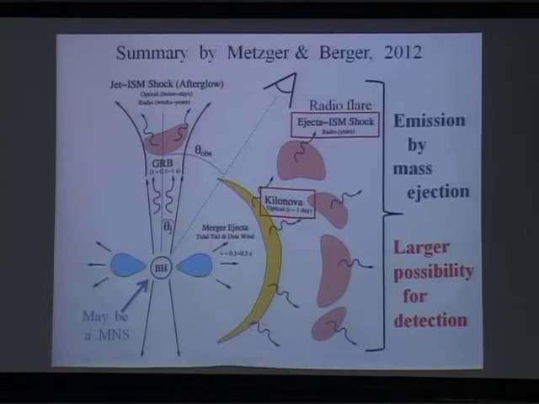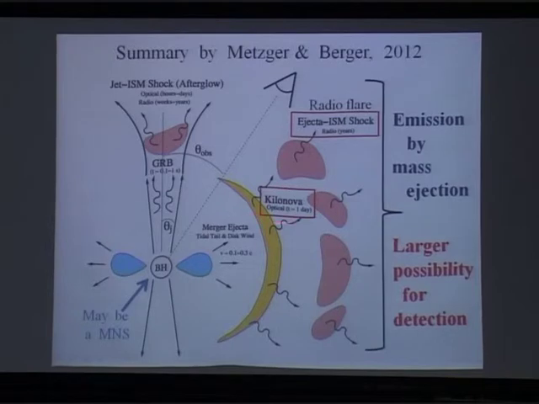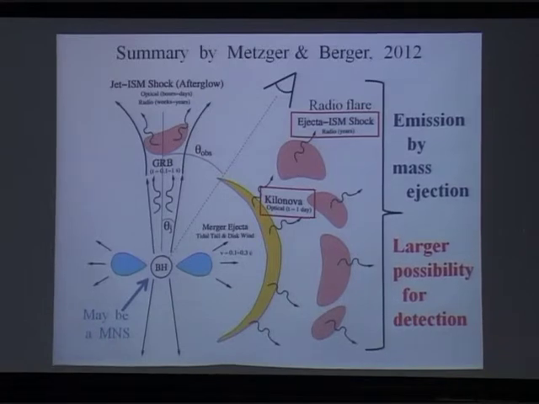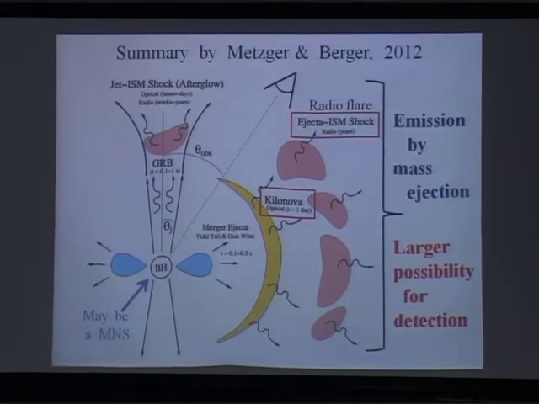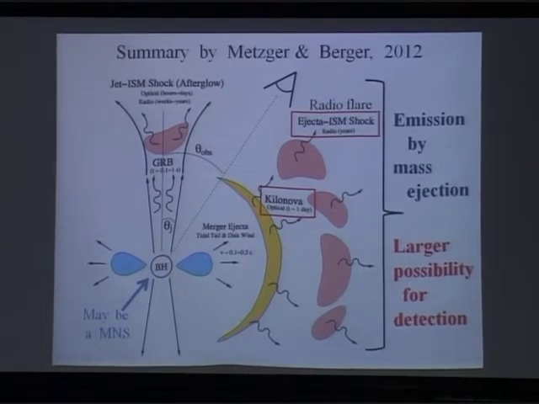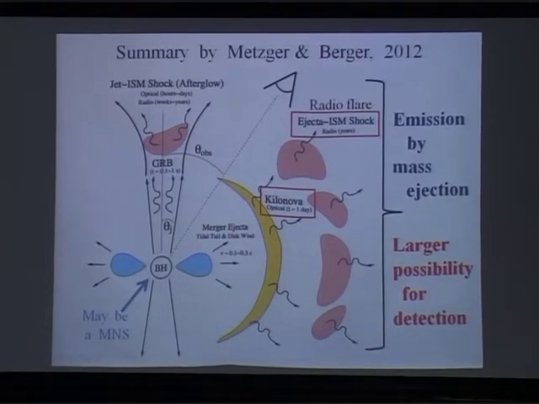There are two possibilities for other electromagnetic counterparts. One is the so-called kilonova, and the other is the so-called radio flare. Both are emitted by the ejecta from a binary neutron star merger. During the merger, most of the matter falls into a black hole and accretion disk, but some material could escape from this system. Such ejecta could shine as a kilonova and radio flare. The important point is that the ejecta is almost spherical. So this means that we can observe such an electromagnetic counterpart from any direction. This is an important point.